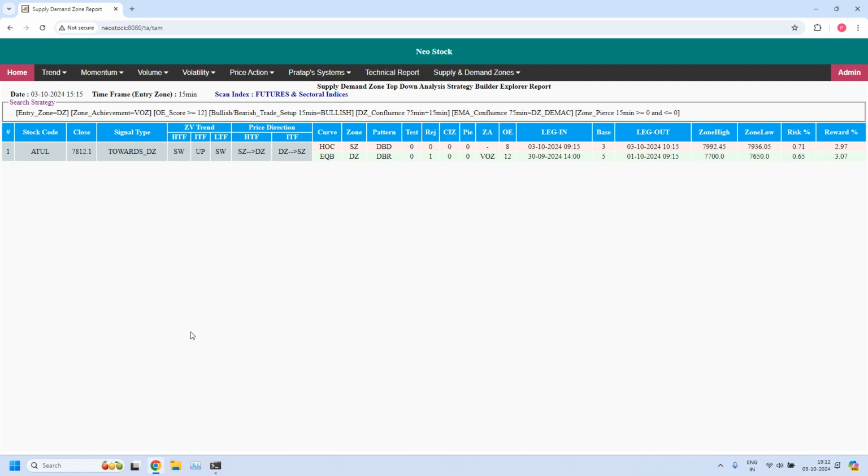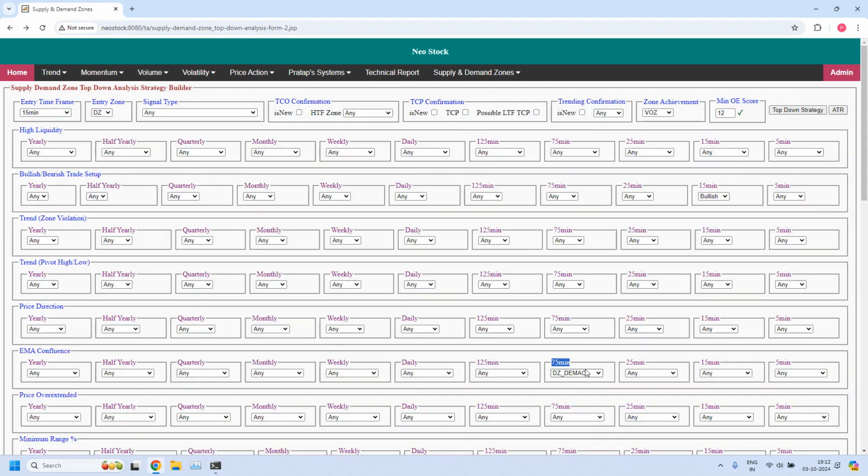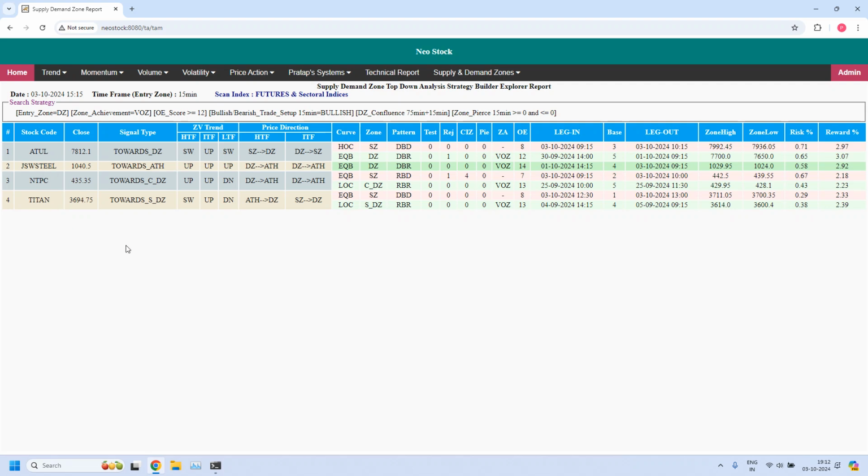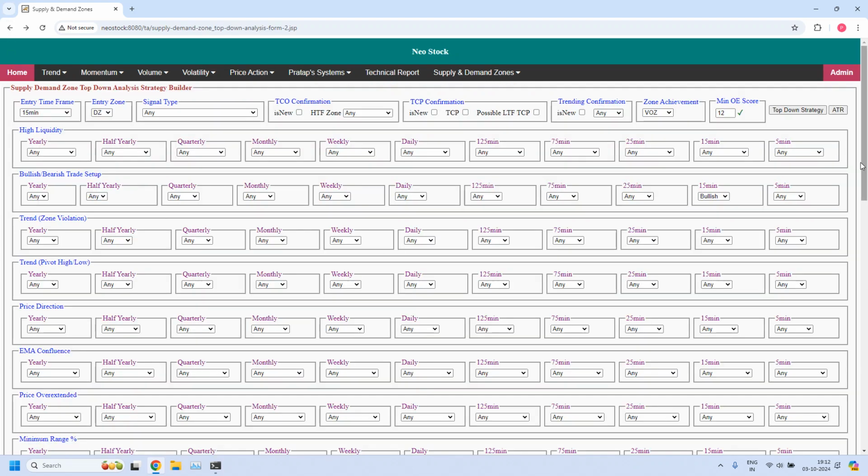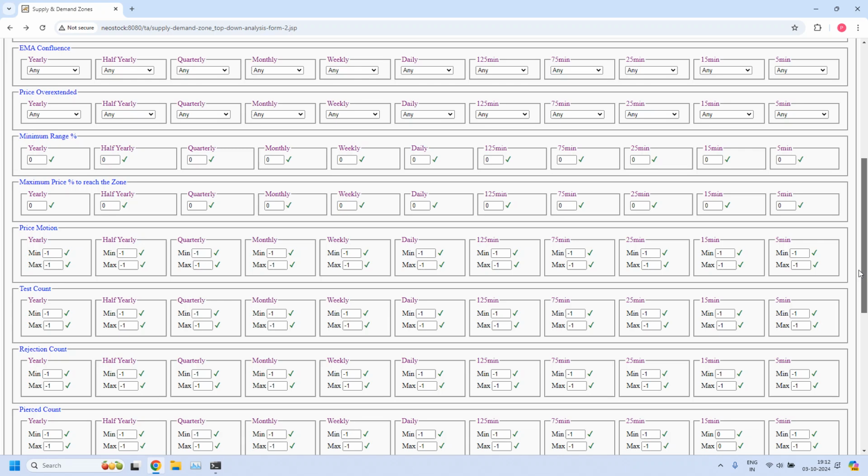Okay, next let us look for LTF, ITF, HTF confluence. So I am removing the EMA filter. Without EMA, earlier we got 4 stocks, right? Yeah, 4 stocks. Out of these 4, how many have even HTF confluence? Let's verify.